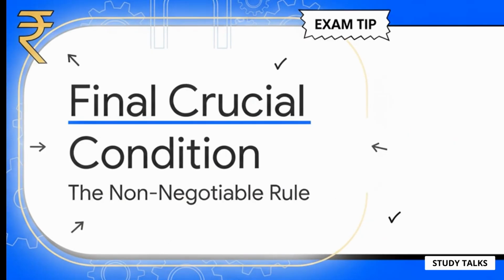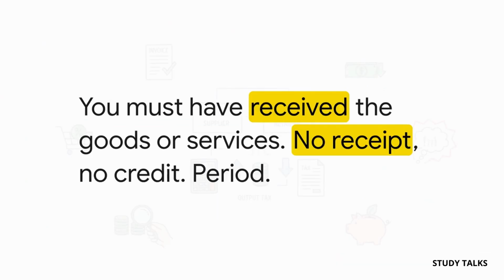Okay, we've covered the why, the how, the what. We've got all the definitions down. But before any of that matters, before you can even dream of claiming 1 rupee of ITC, there is one absolute, fundamental, non-negotiable rule you have to satisfy first. And here it is. This is the starting line. You must have physically received the goods or services. I don't care if you have the invoice. I don't care if you've already paid the supplier. If those goods haven't actually been delivered to you, the whole conversation about ITC just stops. It can't even begin. This is the absolute first step. Just remember, no receipt, no credit.